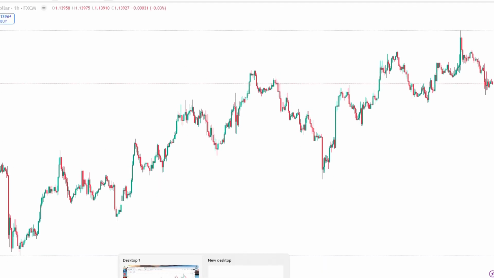So how do we actually draw these? Let's get on the charts and we're going to be drawing some trend lines. Let's get into it. All right, so when it comes to drawing our trend lines, we pay keen attention to our swing highs and our swing lows.